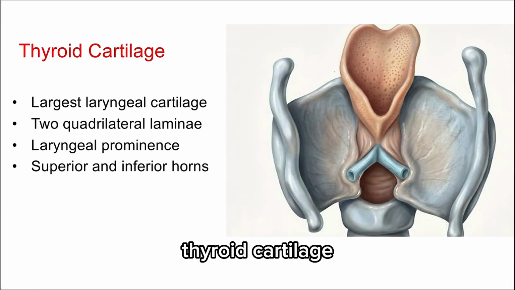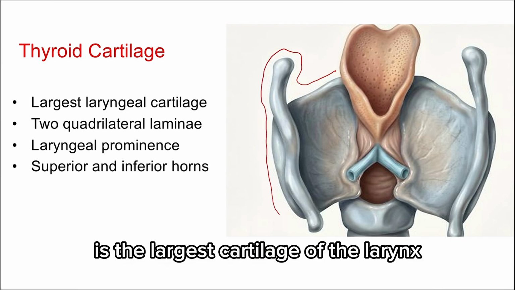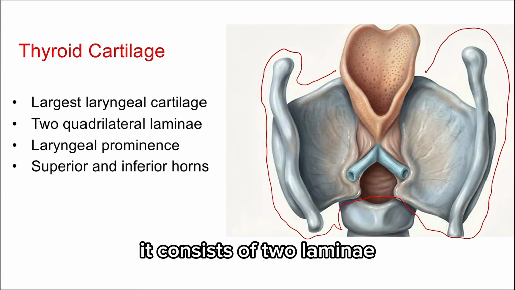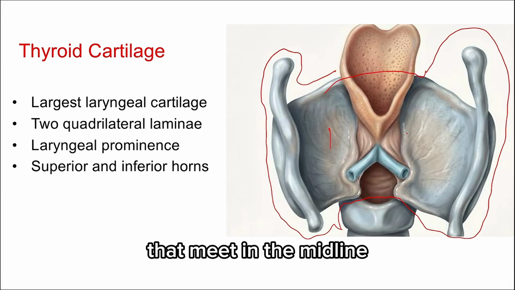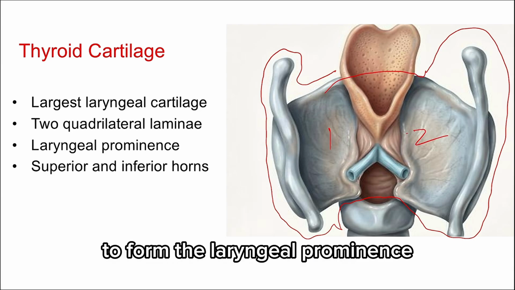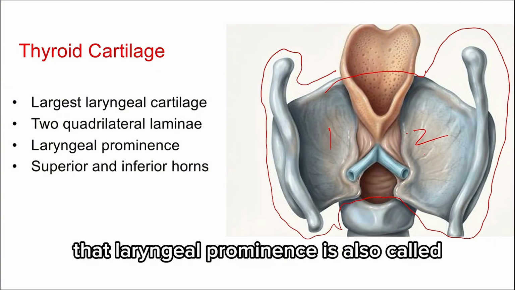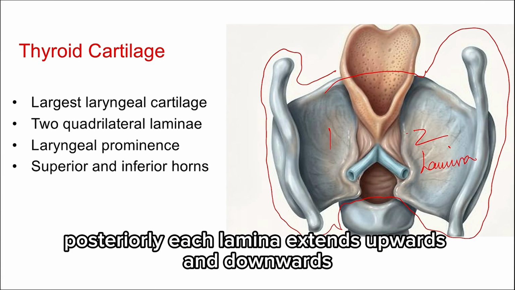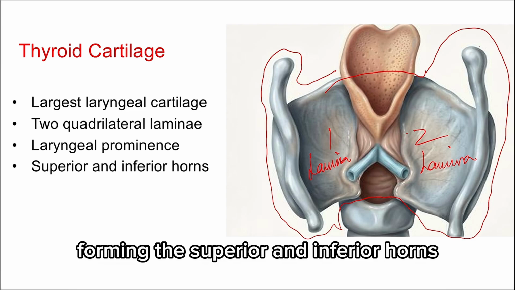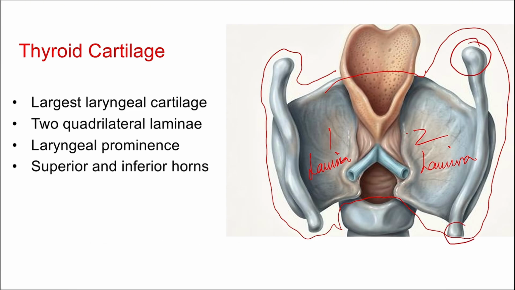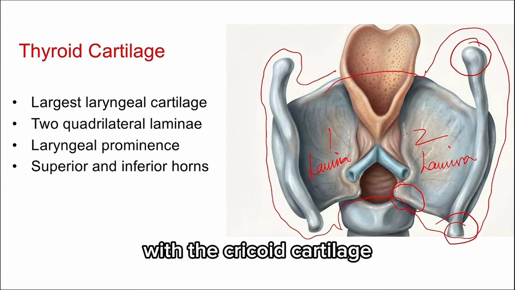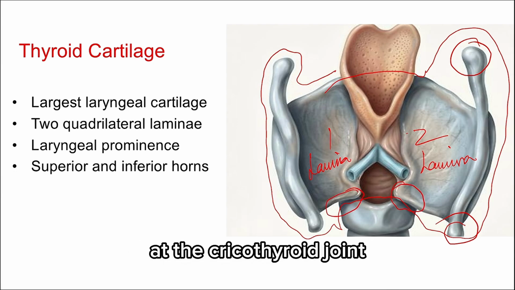Thyroid cartilage is the largest cartilage of the larynx and forms the anterior wall of the larynx. It consists of 2 laminae that meet in the midline to form the laryngeal prominence. That laryngeal prominence is also called the Adam's apple. Posteriorly, each lamina extends upwards and downwards, forming the superior and inferior horns. The inferior horn articulates with the cricoid cartilage at the cricothyroid joint.